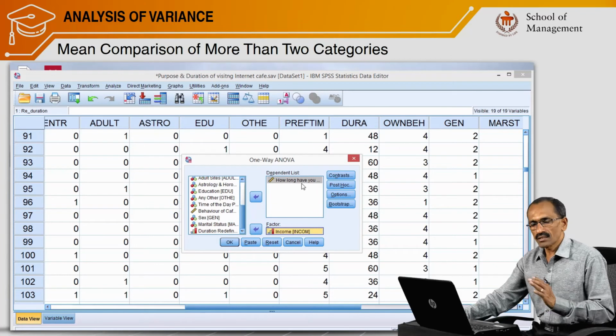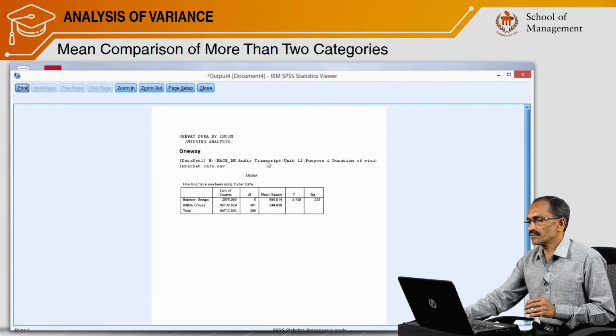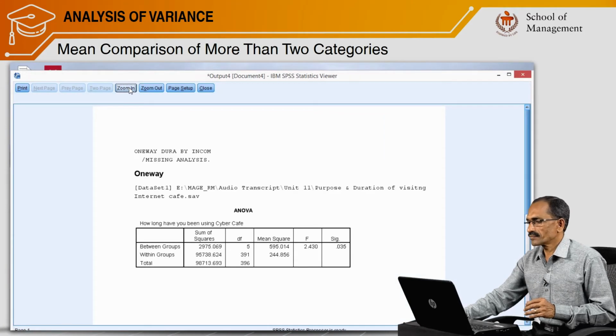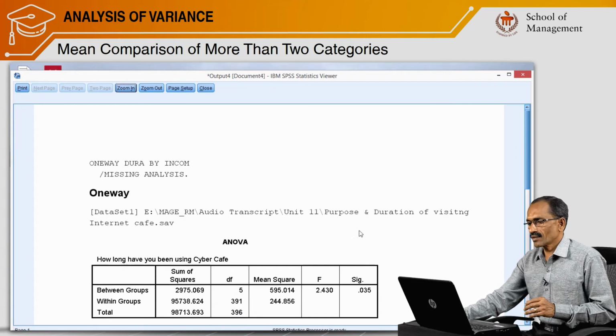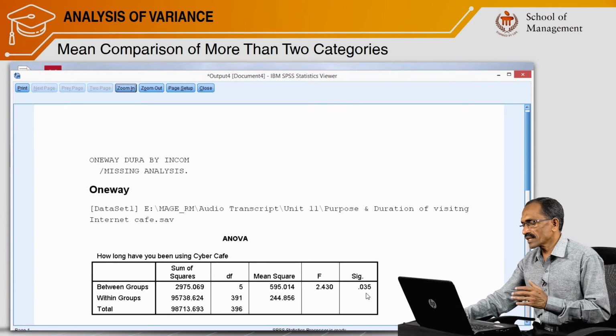So we have loaded the required variables and we click OK. Yes, this is the result we have got, the ANOVA. What does it show? Let me magnify this. So here, the first column is between groups and within groups. The second column is sum of squares, then degrees of freedom, and mean square is this one. And we are interested only in the significance value, that is 0.035.